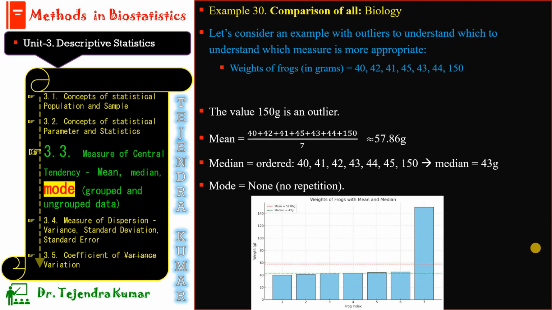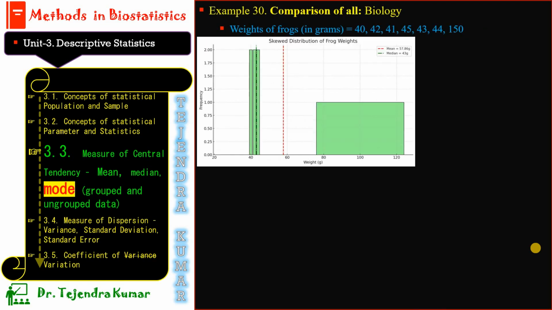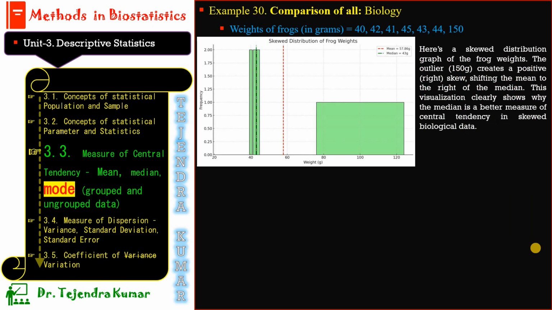So this is the graph. Now understand the graphs. First is this one, the skewed distribution of frog weight. The outlier, which is 150 gram, creates a positive, right-skewed shift, and you can see here the mean is to the right of the median. This visualization clearly shows why the median is a better measure of central tendency in skewed biological data. Okay, so that's why there is a clear-cut difference.